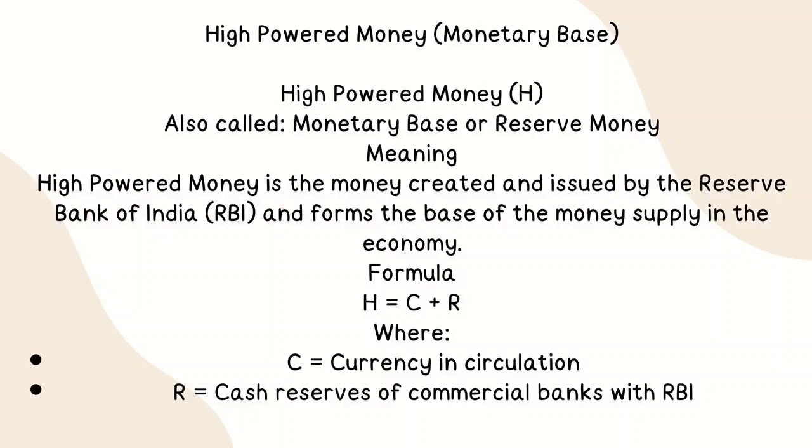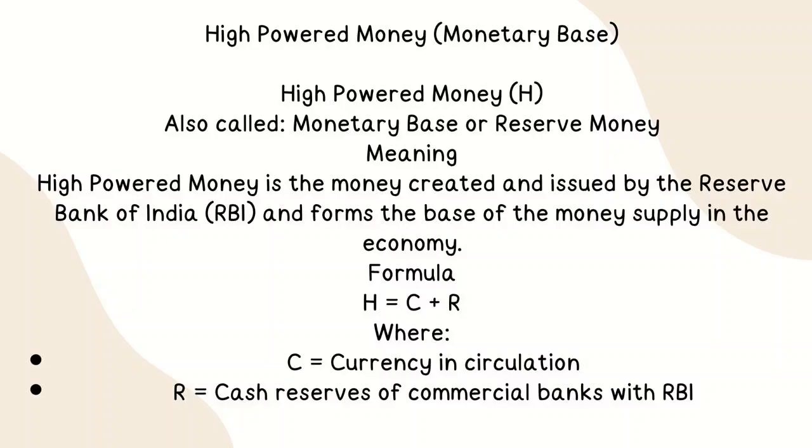Think of RBI as the source from which money enters the banking system. From there, commercial banks use this money to provide banking services and support the creation of additional deposits through lending, which you will study in the topic of credit creation. High-powered money is called high-powered because it forms the base on which the entire money supply is built.